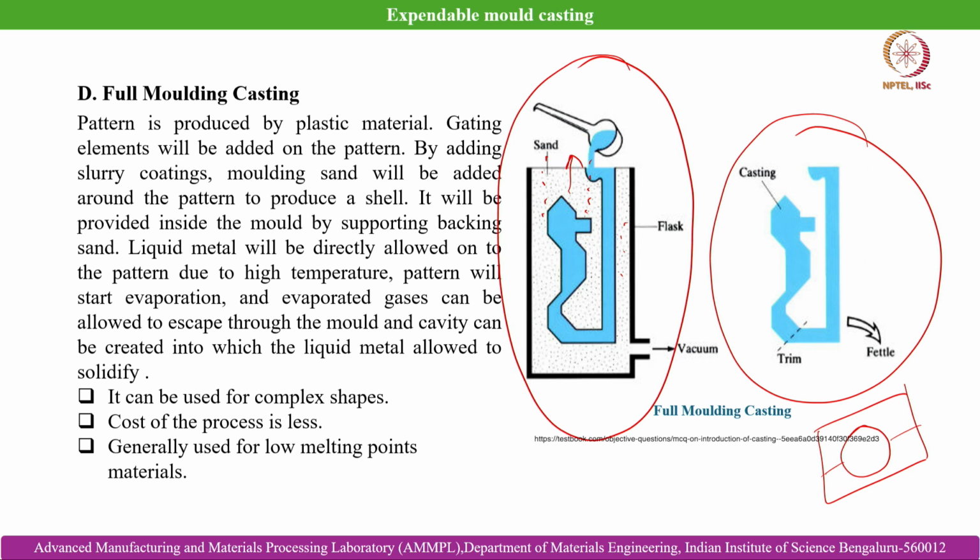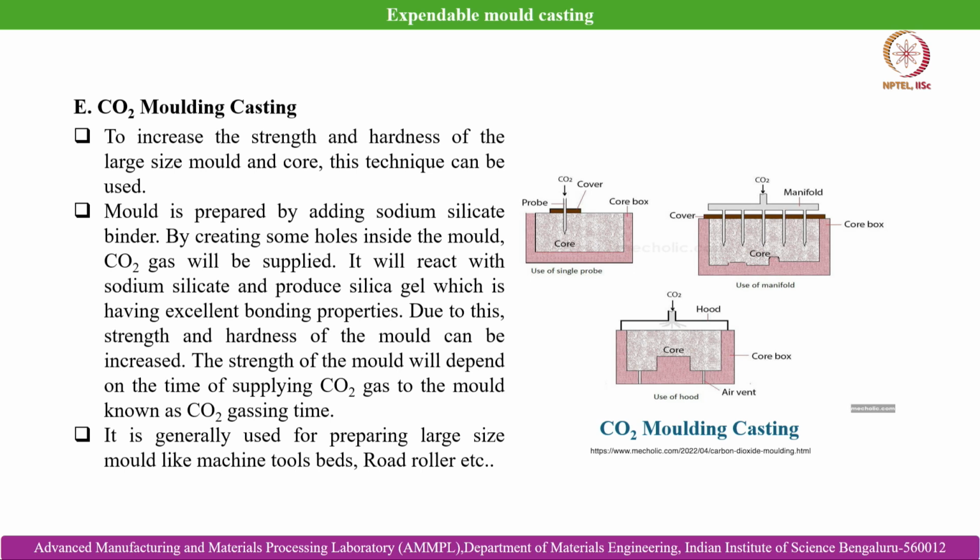So, it can be used for complex shapes, the cost of the process is less, and it is generally used for low melting point materials. So, this is the full mold casting. And then the CO2 molding casting.